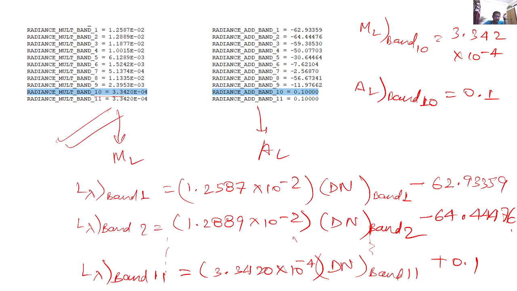So this was the first method of finding the top of the atmosphere spectral radiance. There is another such method, by the way. So let's check it out.